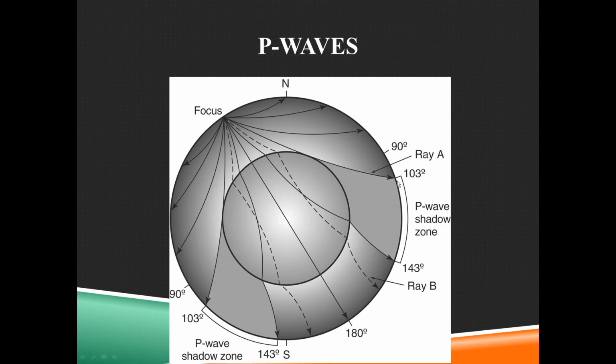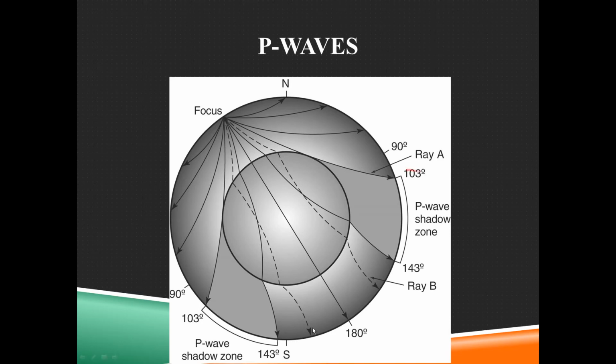We could have 1,000 seismographs set up between that 103 and 143 degrees if the earthquake is right where it says focus, and those seismographs would not pick up the earthquake. Everything less than 103 degrees and everything greater than 143 down to the next shadow zone would pick up the earthquake. This area where nothing is detected is called a P wave shadow zone, and it's because of the refraction through the core. Basically, it's the gap between the last wave that misses the core and the first refracted wave to reach the surface on the other side.